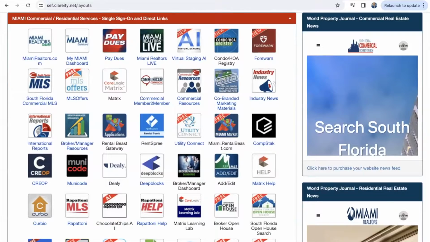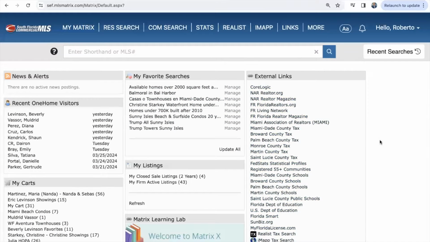All right, so inside of Matrix, any comparable that you try and find inside of the MLS has to be sold on the MLS. So the MLS or Matrix is not really a public records database like IMAP and RPR. That's the one difference that you guys need to pay attention to: when you're looking for comps on the MLS, the only comps that are going to show are those that are sold in the MLS. Okay, does that make sense to you guys?